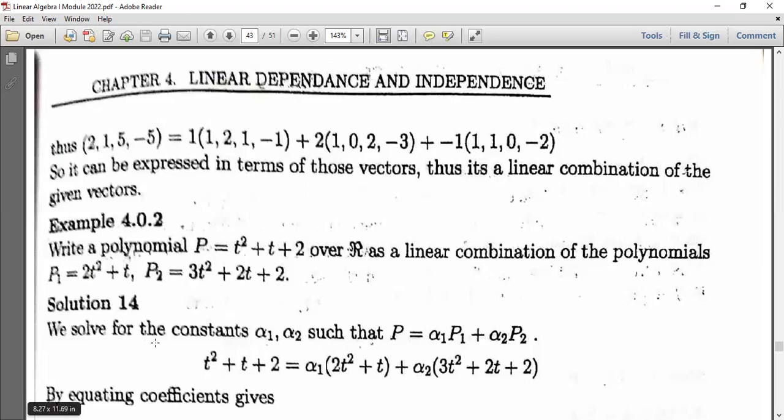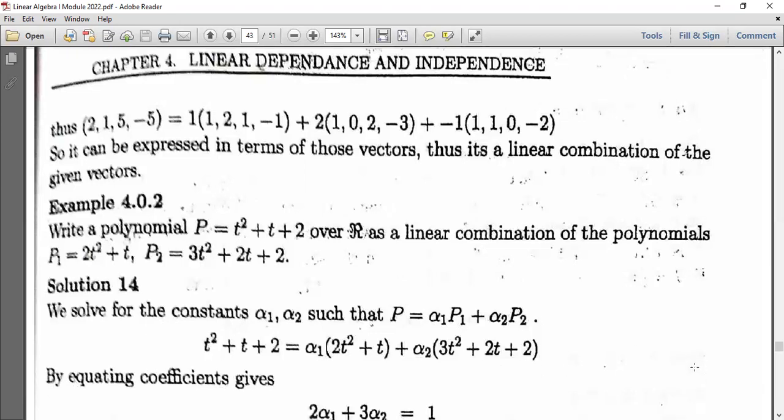So we solve for the constants alpha 1, alpha 2, such that P, this is what we want to write as this linear combination. So constants alpha 1, P1, alpha 2, P2. So this is the polynomial, then this is alpha 1, this is that.